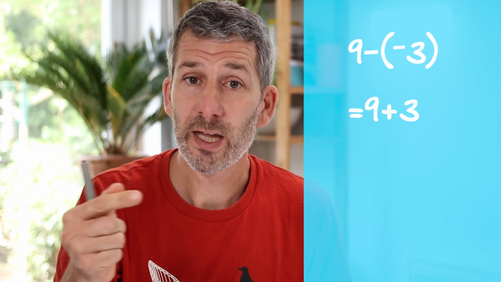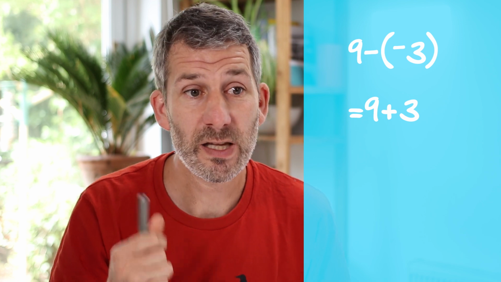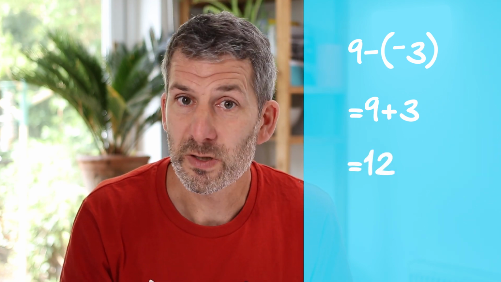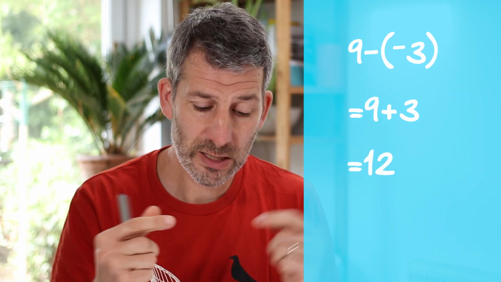Don't forget, when you're subtracting a negative number, it has the effect of adding that number on. So 9 take away negative 3 is the same as 9 add 3, so 12 in other words. And that situation comes up quite often when you're dealing with simultaneous equations. So keep that in mind, and those are my tips for simultaneous equations.